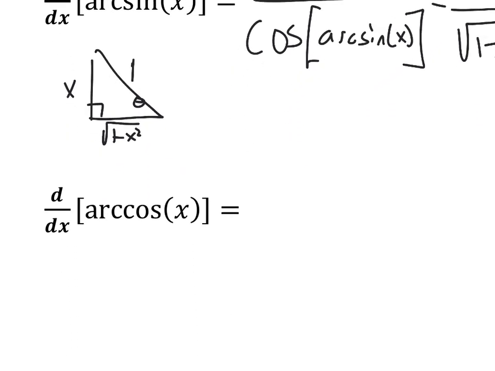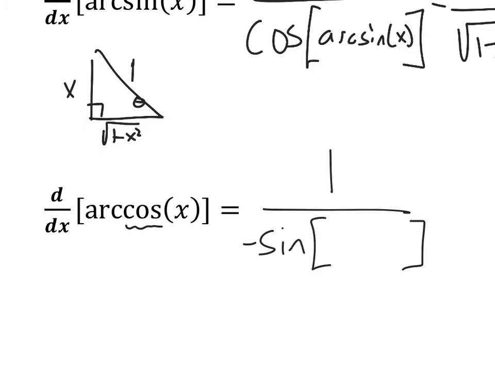What about the arc cosine? Well, I don't know how to find the arc cosine, but I can do 1 over the derivative of cosine, the derivative of the inverse, which is negative sine of arc cosine of x. Okay. All right, the arc cosine.